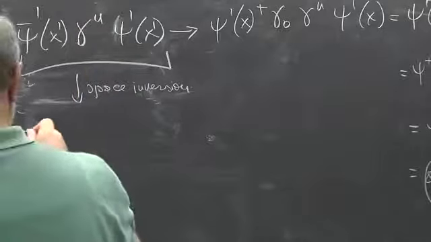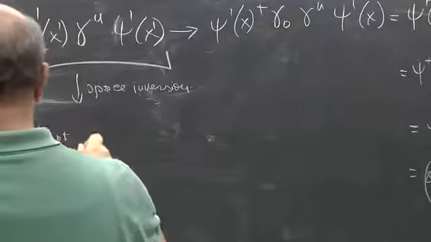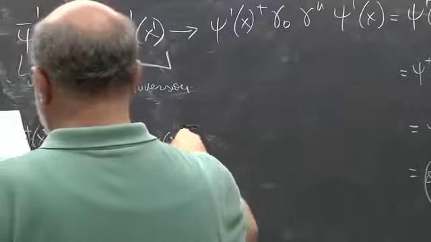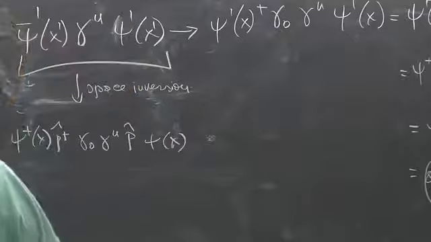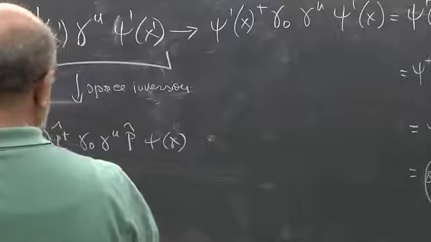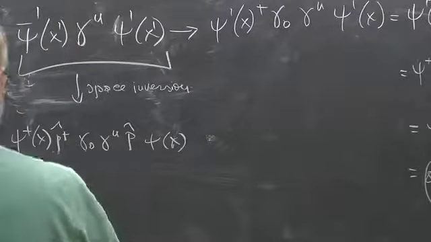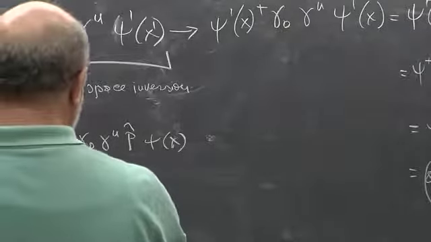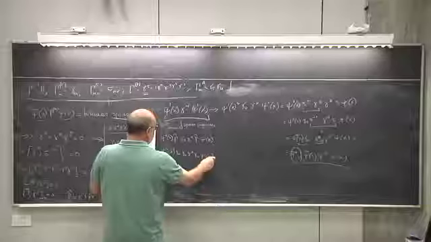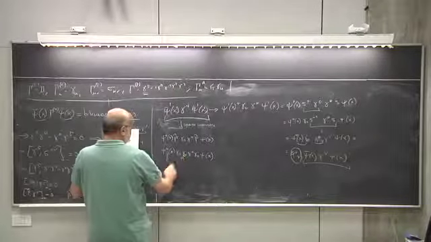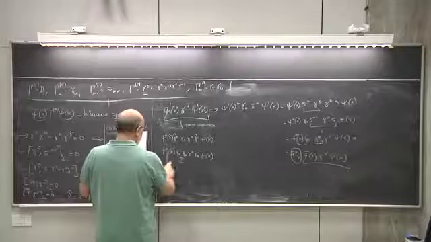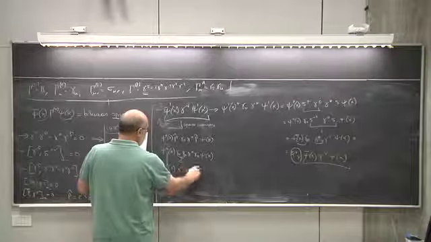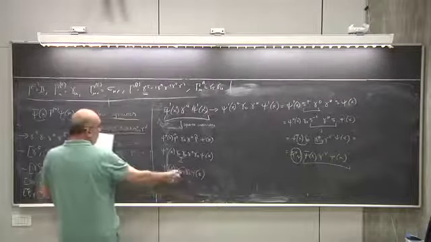Well, I will have psi dagger x, P dagger, gamma 0, gamma mu, P, psi of x. Well, these and these are nothing else than gamma 0 with a phase here and the opposite phase there. So the two phases cancel and we get gamma 0, gamma mu, gamma 0, psi of x. This gives me the identity. So I have psi dagger x, gamma mu, gamma 0, psi of x. And now let's see here.